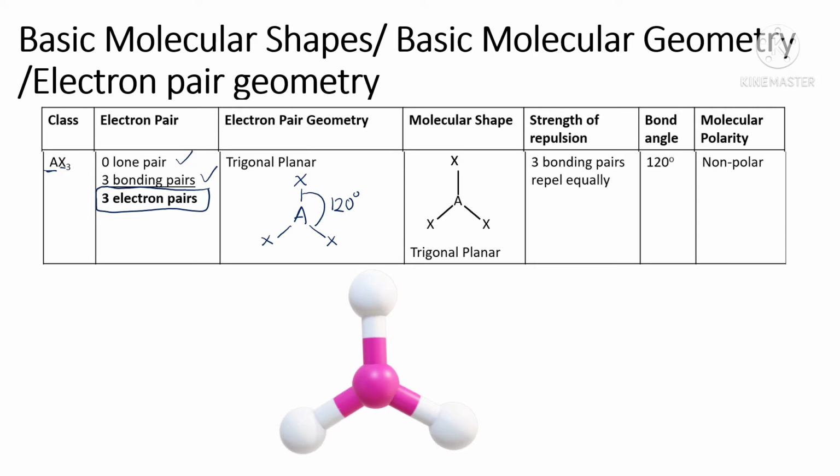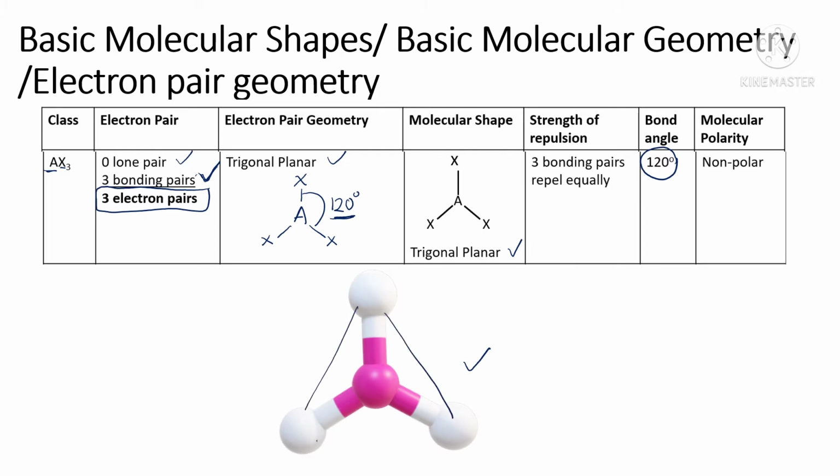This 120 degrees is the bond angle for a molecule with trigonal planar molecular shape and trigonal planar electron pair geometry, having 3 bonding pairs only around the central atom. This is the 3D model of a molecule with trigonal planar molecular shape and electron pair geometry. We can see that these 3 bonding pairs around the central atom form a triangle.